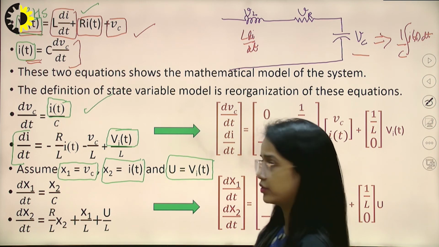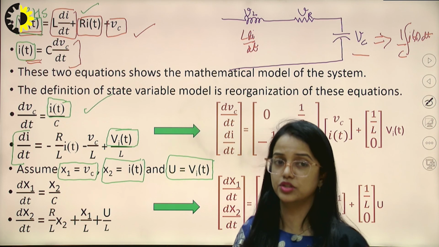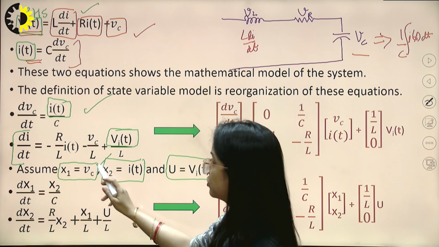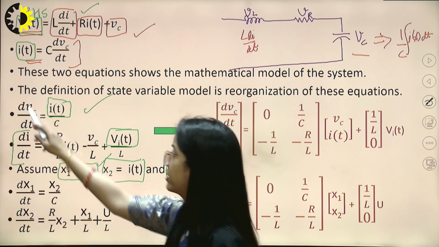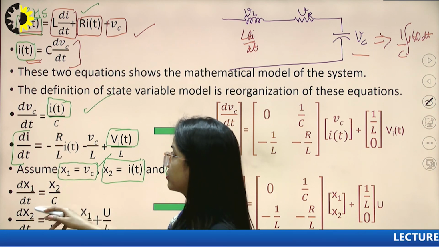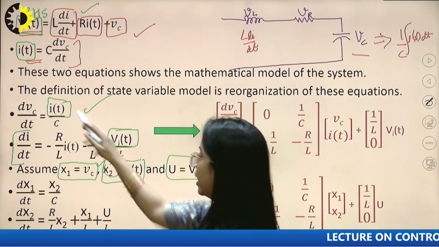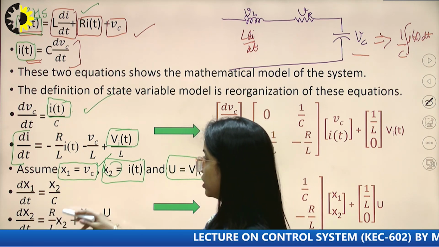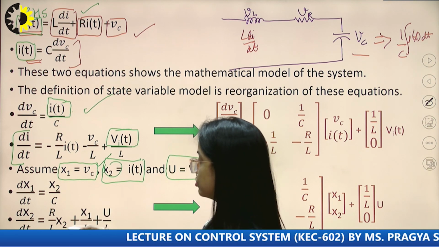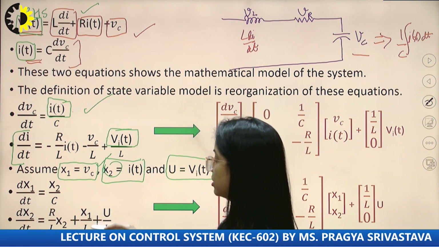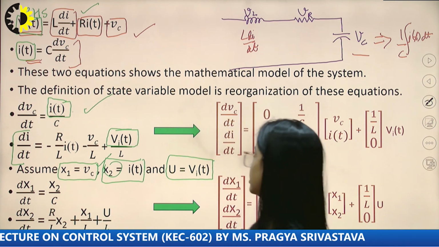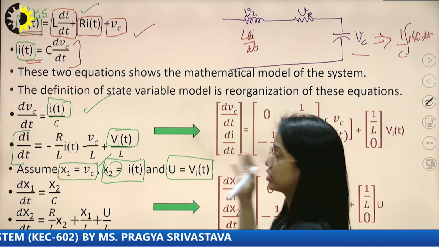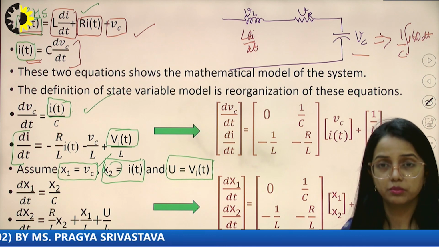Then presently we are just making some substitutions. Wherever we have VC, we substitute x1. So dx1 by dt is equal to x2 by C. Again, dx2 by dt will be equal to minus R by L x2, minus x1 by L, plus u by L. Now we have to study how the corresponding equations can be transformed into matrix form.